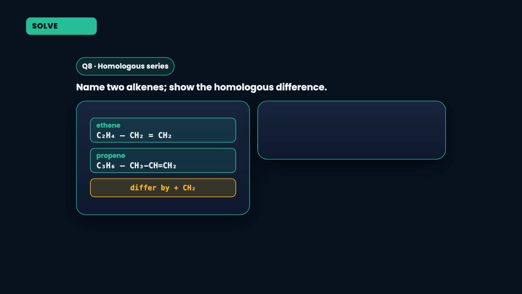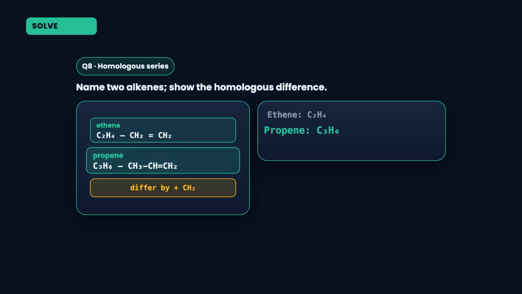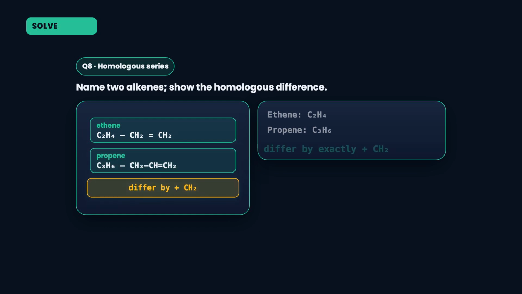8. 2 members of the alkene series are ethene and propene. Ethene has 2 carbons. Propene has 3 carbons. They differ by exactly 1 carbon and 2 hydrogens. That difference is what makes a series homologous.